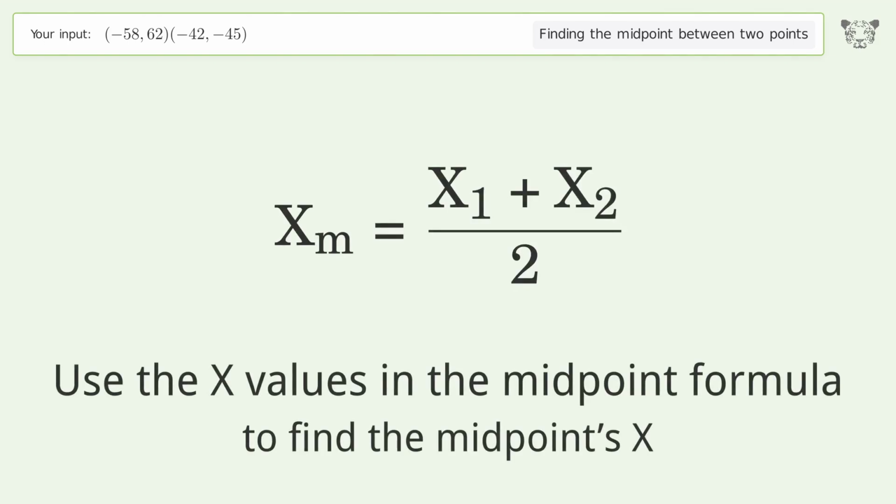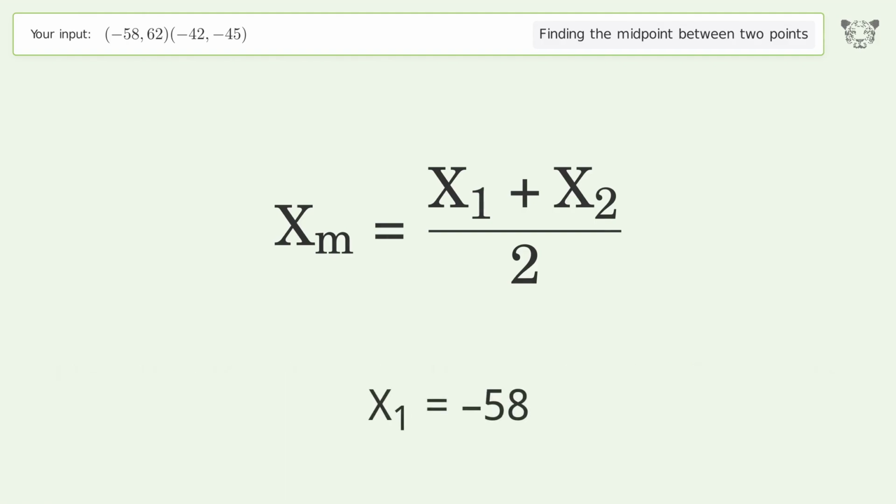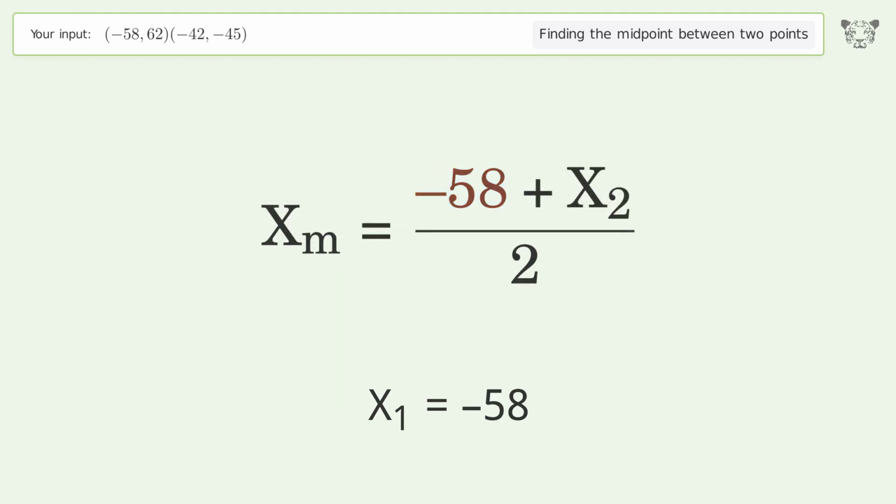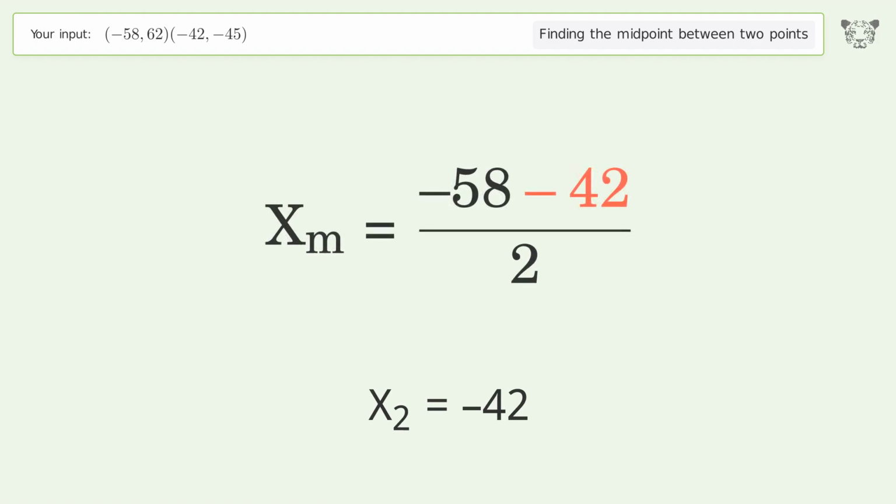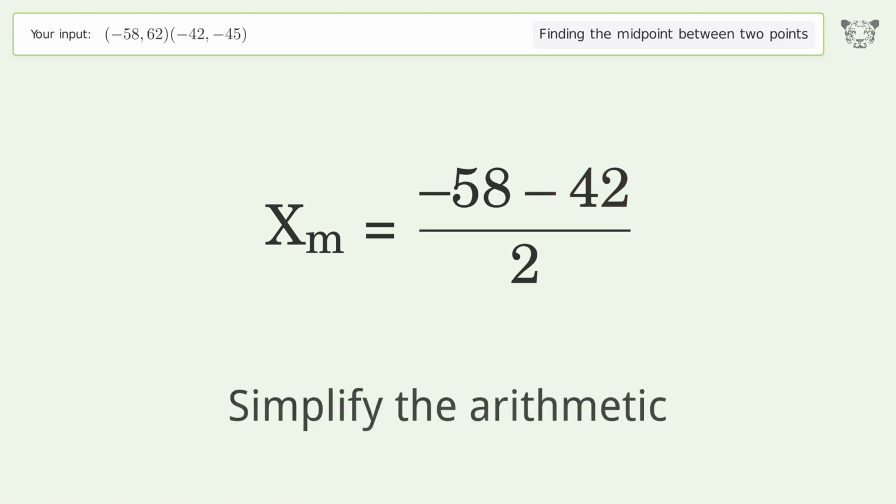Use the x values in the midpoint formula to find the midpoint's x. x1 equals negative 58. x2 equals negative 42. Simplify the arithmetic.